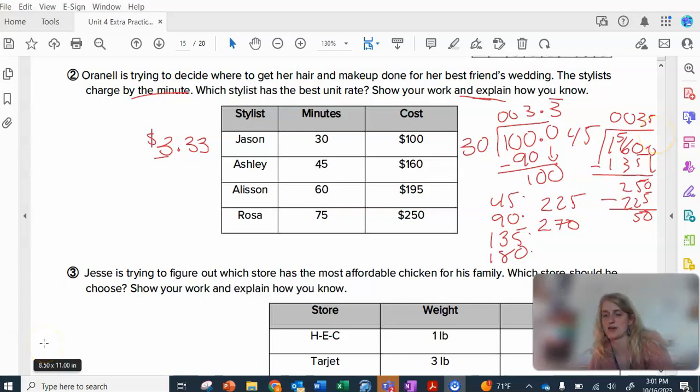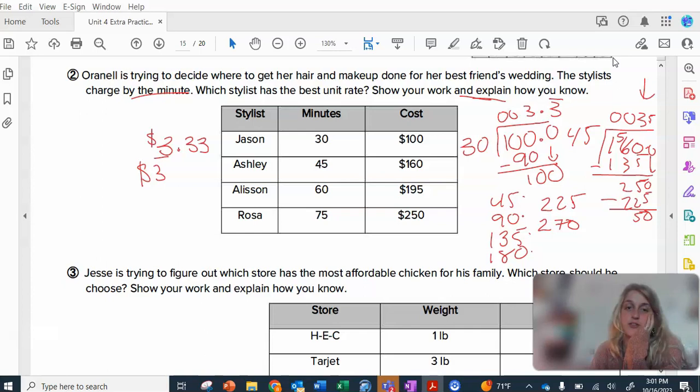Oops, I got interrupted. All right, where are we? Oh yeah, this one I'm not done with, and you can see I'm very much running out of room, but I already know that this is not my answer, because when I come to write it over here, I'm looking for the best unit rate. That means like the cheapest deal, because I don't want to spend extra on getting my hair and makeup done. And this is a 5 versus this 3. So I don't care what number this is. This one is more expensive. Ashley is more expensive than Jason.